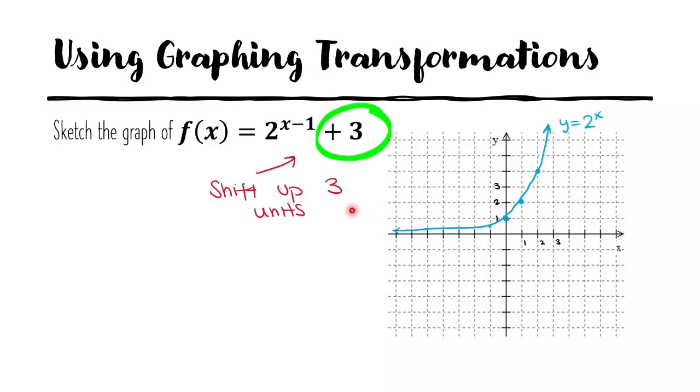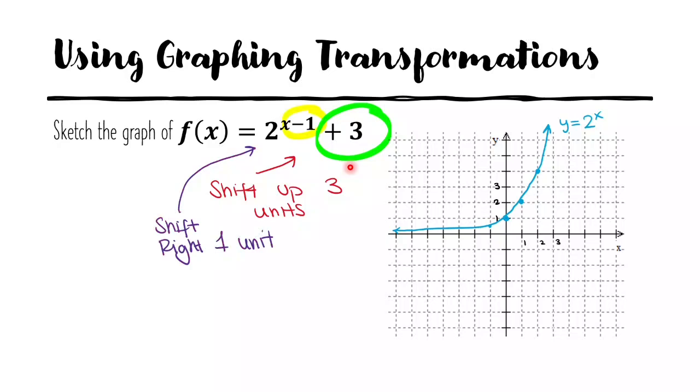If I want to graph f of x equals 2 to the x minus 1 plus 3, this plus 3, notice that's outside of the exponent, outside of the exponential function. That is an output transformation. It's going to impact y values, and we're going to be shifting the graph up 3 units. So the plus 3 is going to move the entire graph up 3 units.